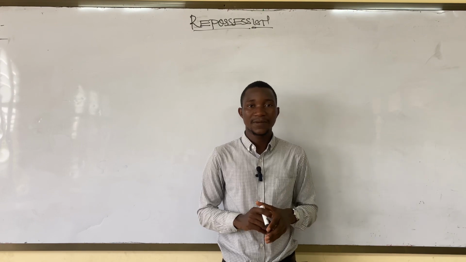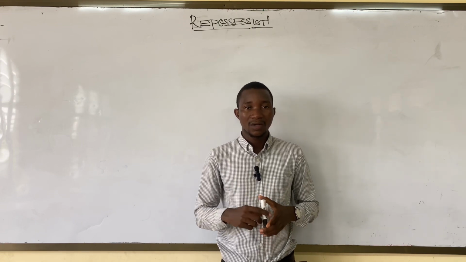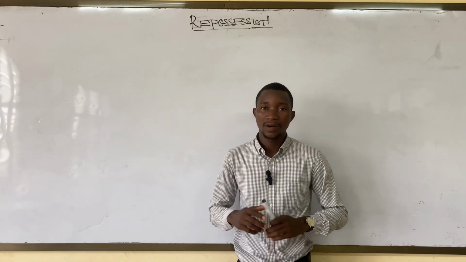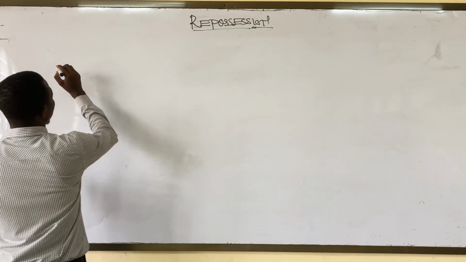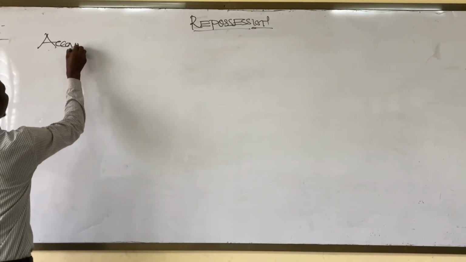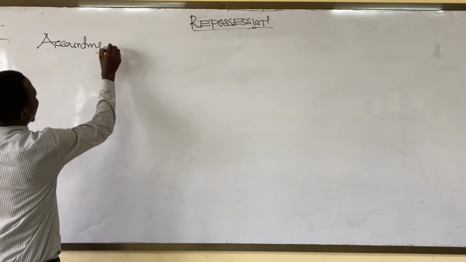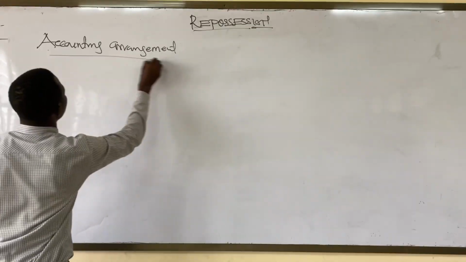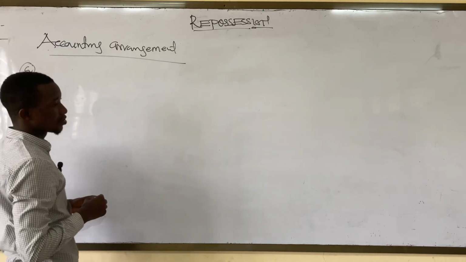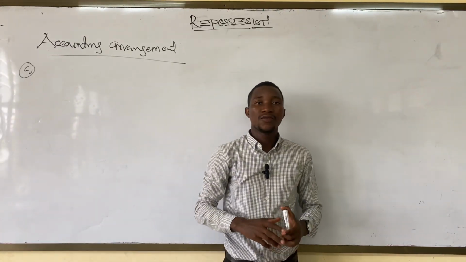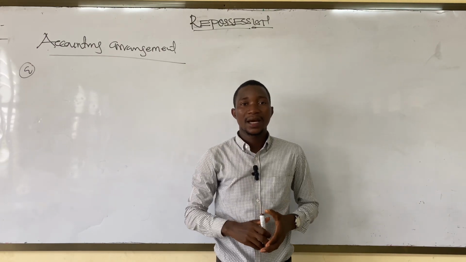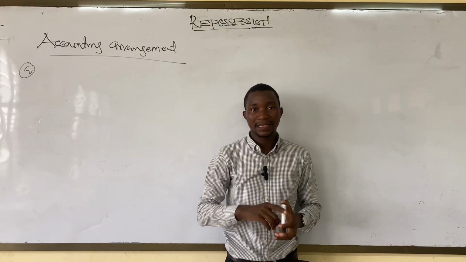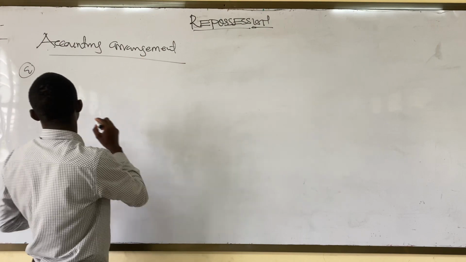So after looking at the basic concept behind repossession, let's take a look at the accounting arrangements of repossession. So the first accounting arrangement I would like to talk about is that hire purchase debtor is credited and the hire purchase sales is debited with the hire purchase selling price of the repossessed goods. That is the first accounting arrangement.